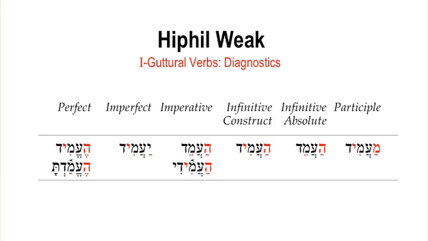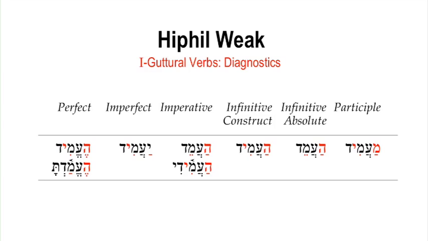So let's begin. Look at your screen with me. The first weak verb we're going to look at with the Hiphil stem is the one guttural weak verb. So you see on your screen the diagnostic features for this one guttural verb, the verbal root amad, ayin, mem, dalet. Now the good news is that the vast majority of strong verb diagnostics are maintained for the one guttural verbs. There's only one place where there's a slight difference.